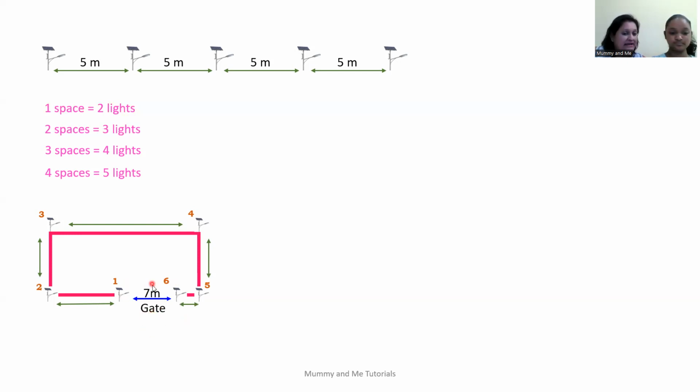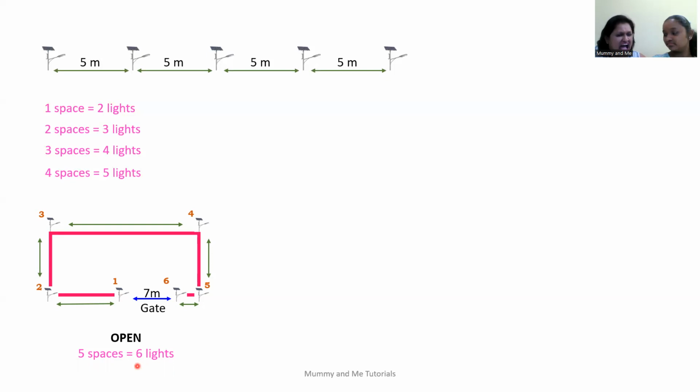No, we don't. Why? Because that 7-meter space was left for the gate, and he will not be placing any solar-powered lights in that 7 meters. So, in this open space, if I have 5 spaces, I have 6 lights. Or if we have 6 lights, then we have 1 less space, which is 5 spaces. Or if I have 5 spaces, we have 1 more light, which is 6 lights.